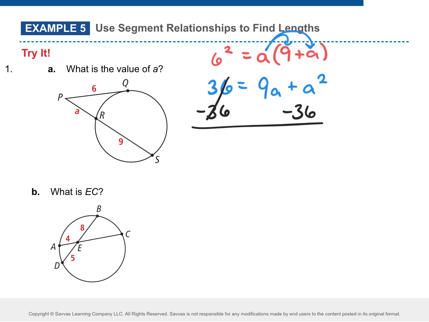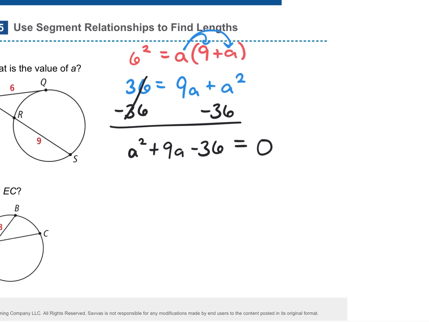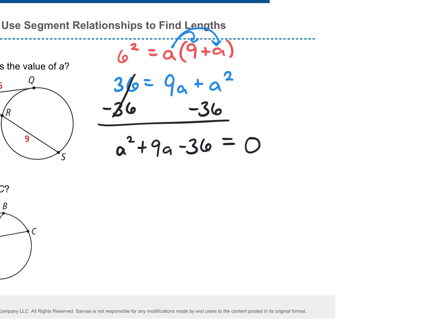Now I'm going to rewrite it in standard form. What that means is I'm going to go from a squared, and then I'm going to have plus 9a minus 36 equals, what's left if I took away 36 on this side? Nothing. I'm going to put 0 there for that placeholder. Okay. Now we're in factored form. Does anyone remember what you're looking for? Just like the two numbers that add up. Bingo. Yep. Factors of 36. So two numbers that multiply to get 36 and add up to 9.